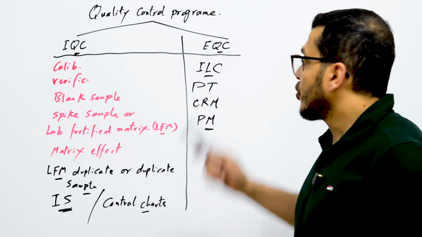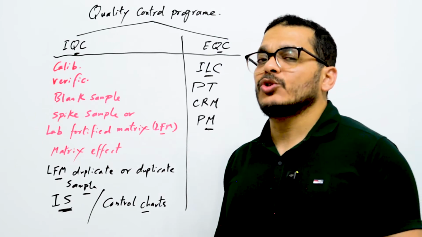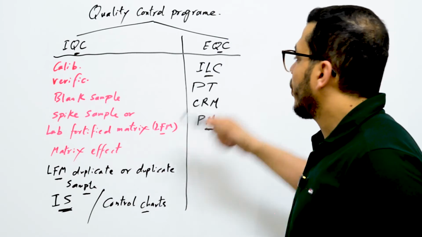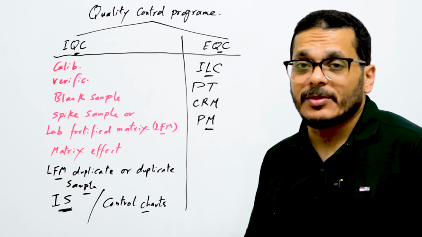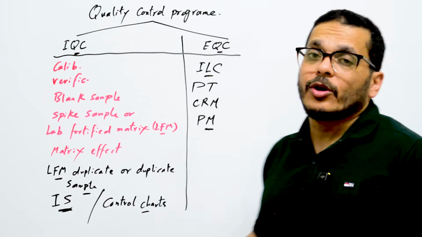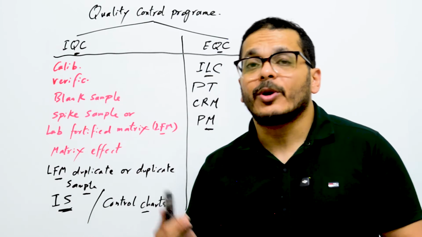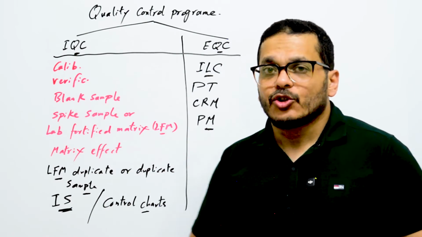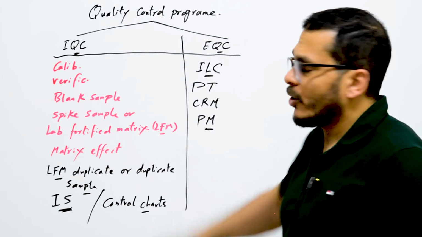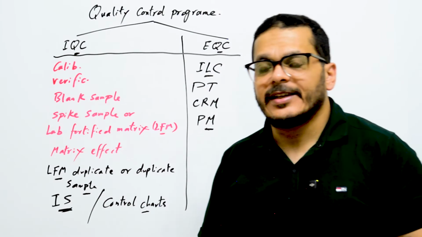External quality control, such as inter-lab comparison sample, and PT or proficiency test sample, CRM or certified reference material sample, and PM or preventive maintenance that you will do by another organization or by the manufacturer of the instrument for the instrument itself. So every single point here will be explained in detail in the next lectures, inshallah.